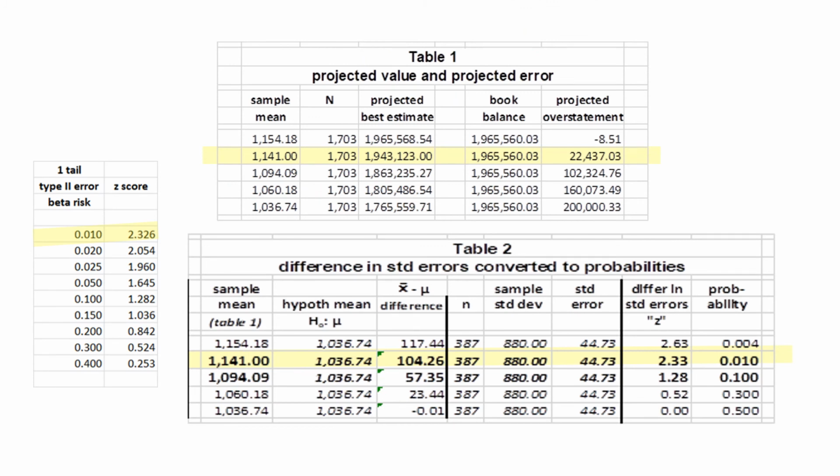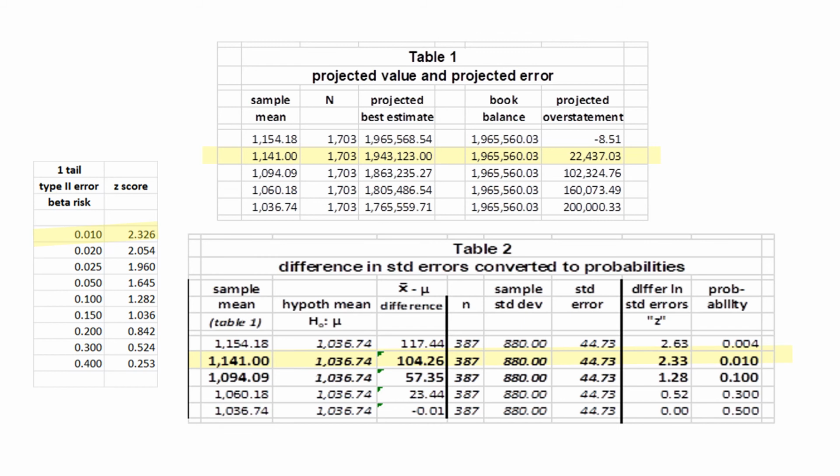This is just table 1 and table 2 side by side, but off to the left we have our z-scores. When you took statistics, you learned you had a z-table, possibly a t-table, but for larger samples, the t and the z become the same.